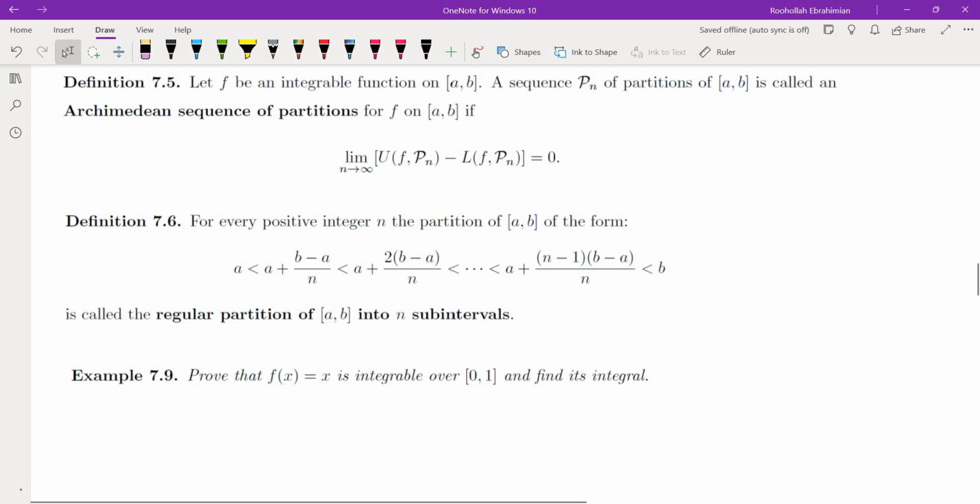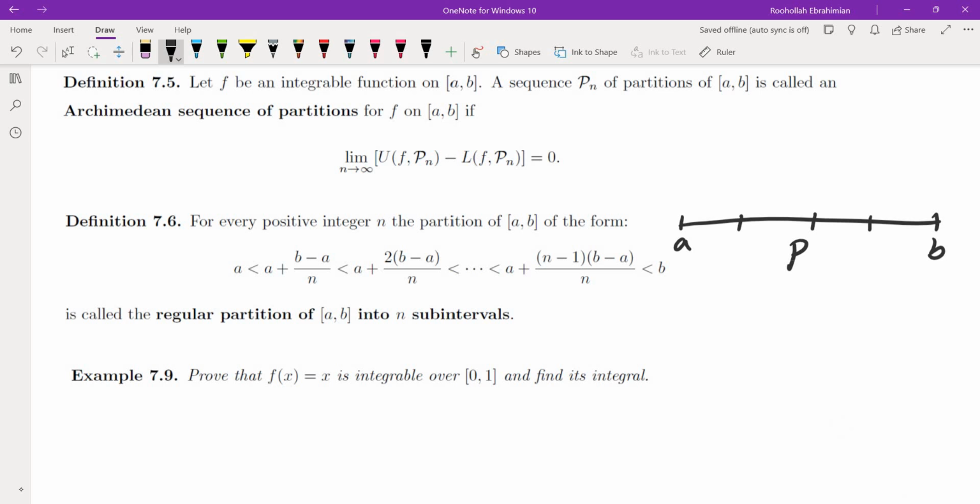Okay. And then one particular sequence of partitions is also pretty useful to deal with. It's basically the most natural sequence of partitions, which is called the regular partition of a, b. You just take the interval from a to b and divide it into equal intervals. So this one is P4. You have 5 points: a, a plus (b minus a) over 4, a plus (b minus a) over 2, a plus 3(b minus a) over 4, and b. So this is called P4.